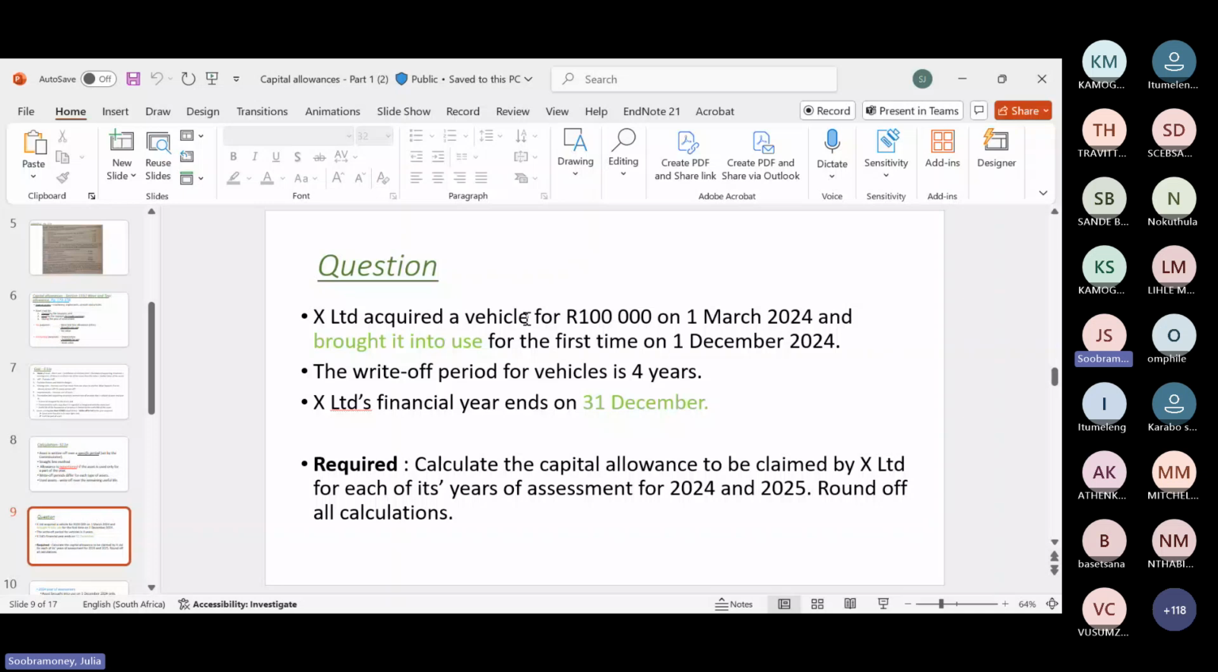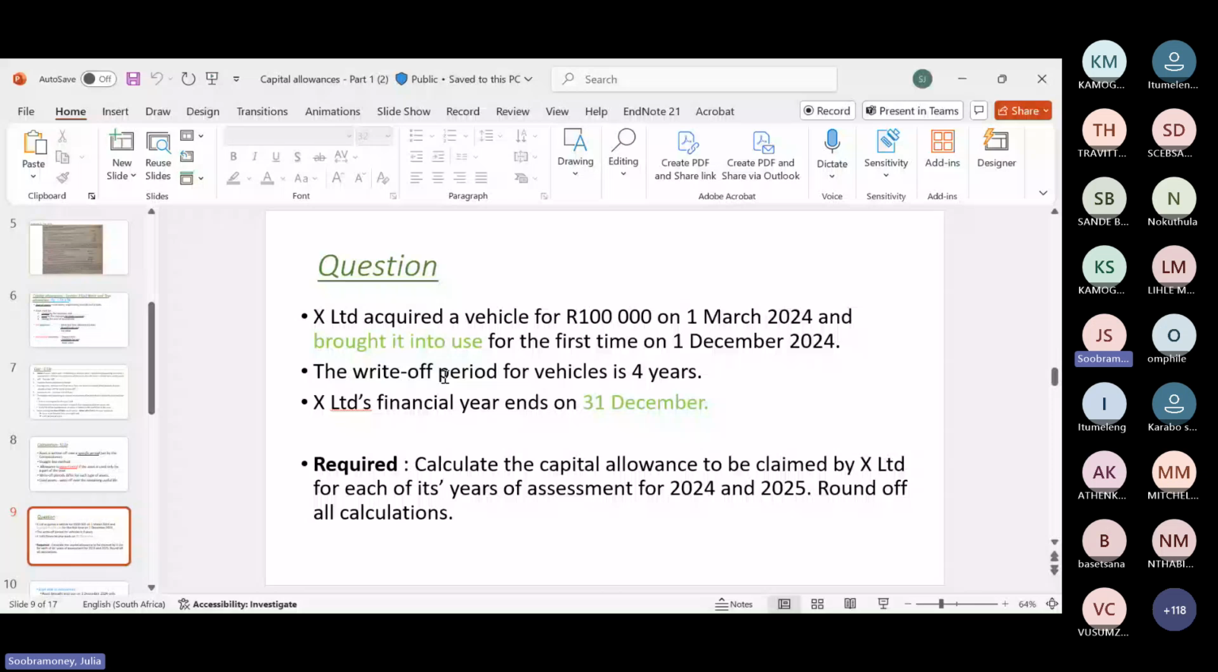When you're asking yourselves what section this asset is in. So we bought it for 100,000 Rand on 1 March 2024. And we brought it into use for the first time on 1 December 2024. The write-off period of this vehicle is 4 years. X Limited's financial year ends on the 31st of December each year. So my question to you is, okay, let's read the required first. Calculate the capital allowances to be claimed by X Limited for each of its years of assessment, 2024 and 2025.